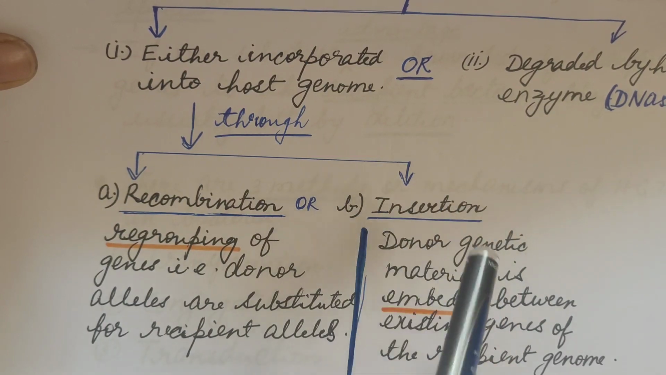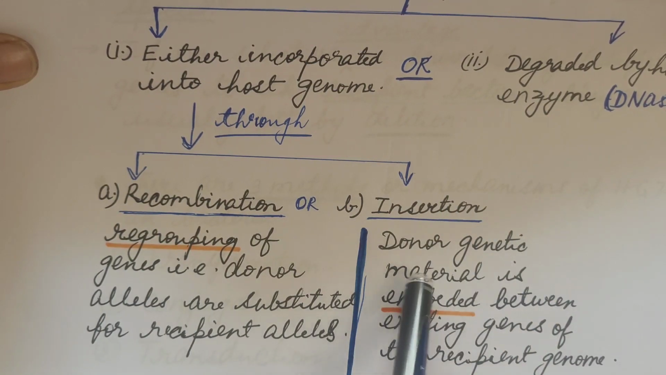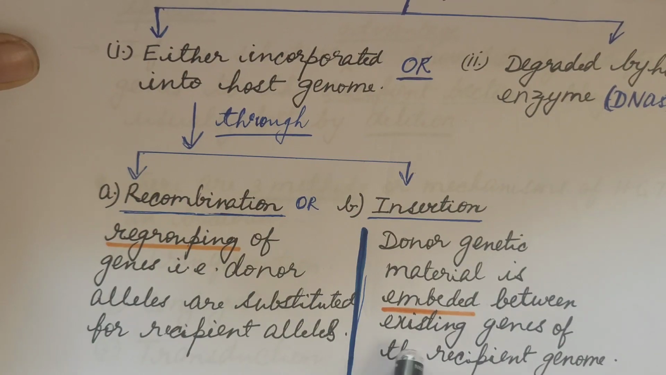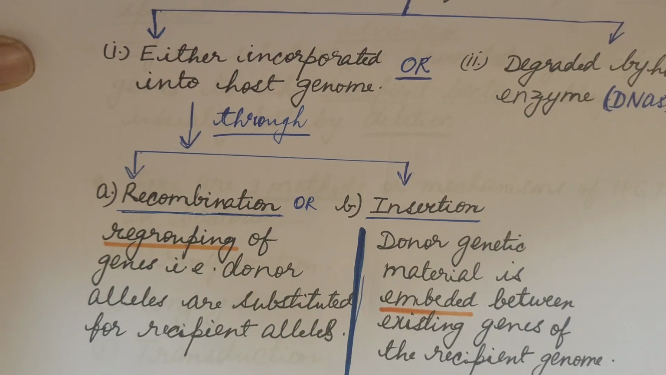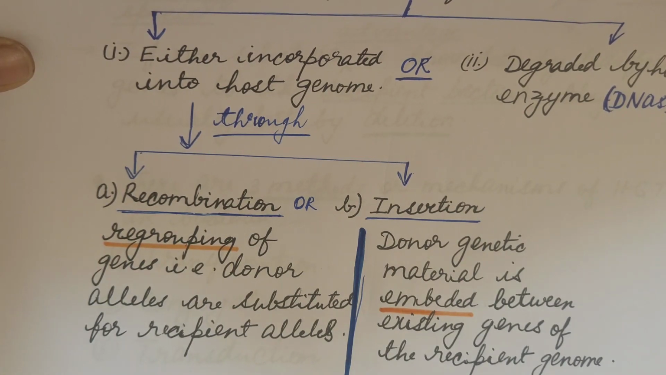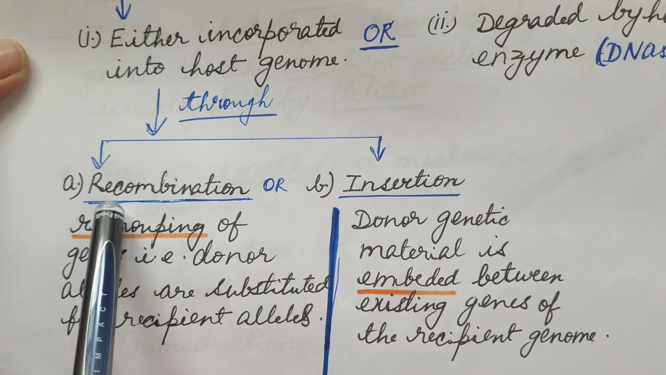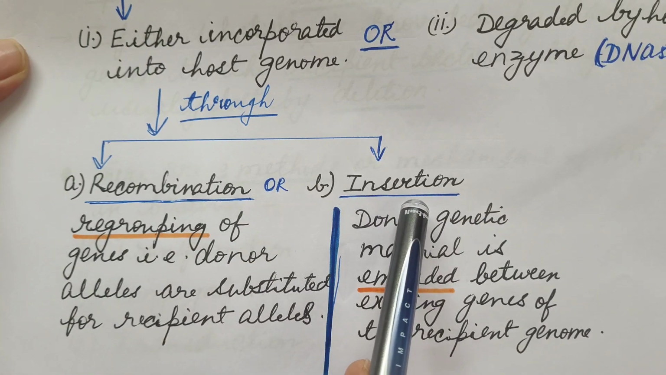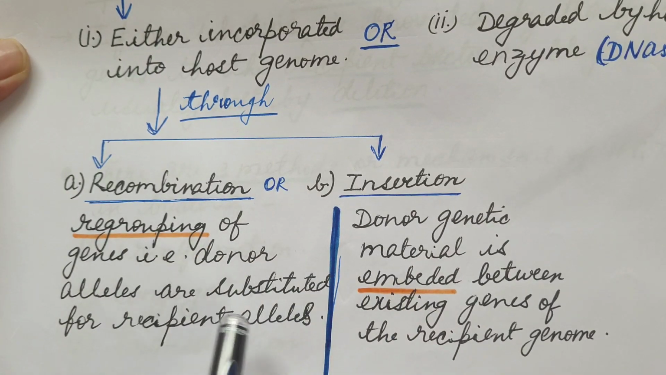What is insertion? Donor genetic material is embedded between existing genes of the recipient genome. This happens when donor DNA segments and recipient DNA segments are non-homologous or share no homology. We will discuss these in detail in later videos.